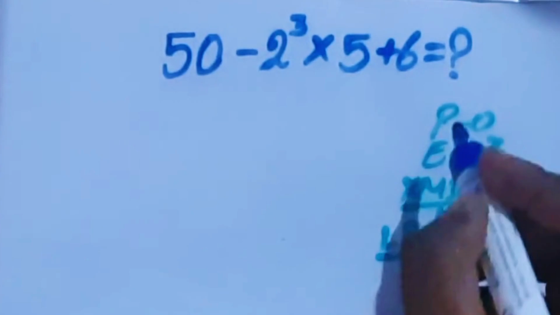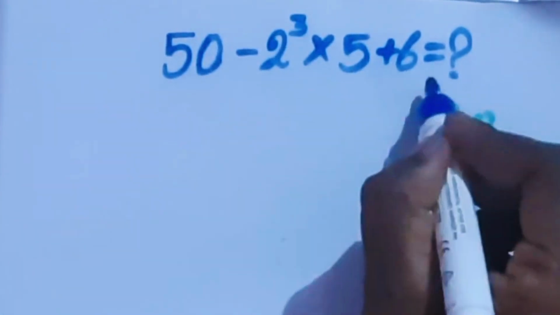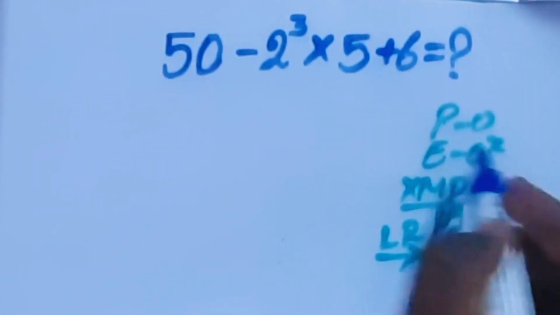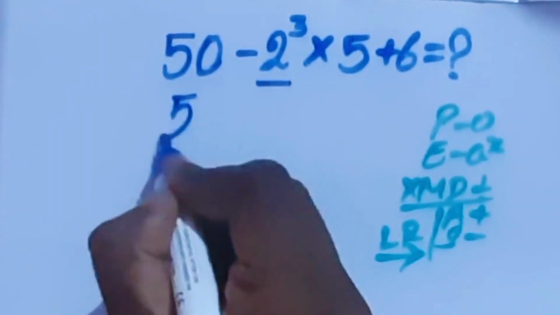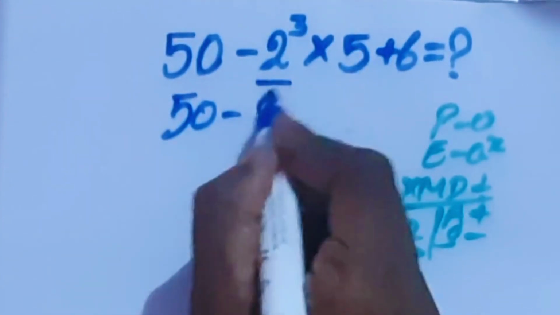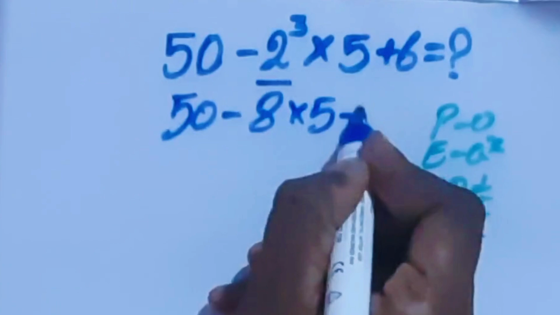In the order of operations PEMDAS, the bracket is higher priority. We don't have a bracket in this problem. The next priority is the exponent. So we have to do this exponent before the other operations. 50 minus 2 power 3 is 8, times 5 plus 6.